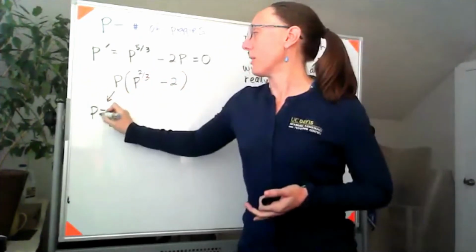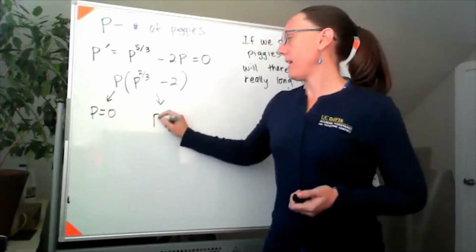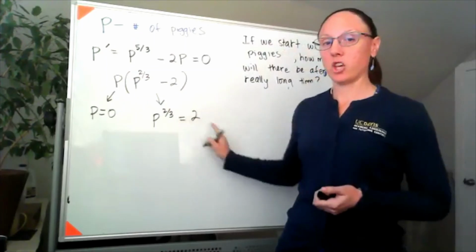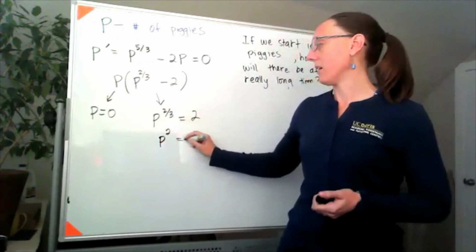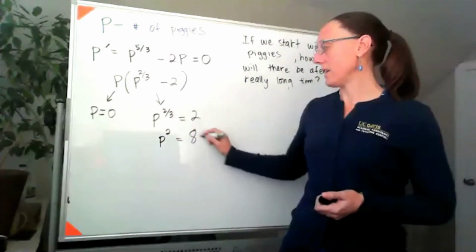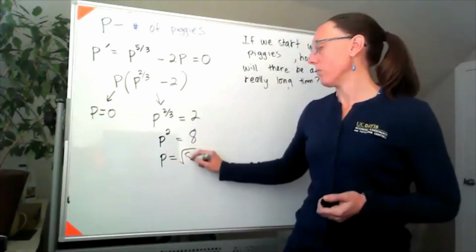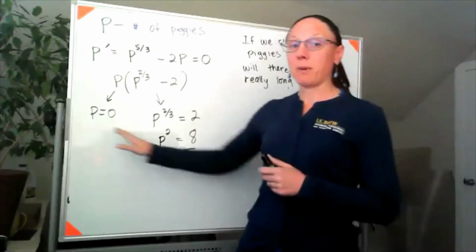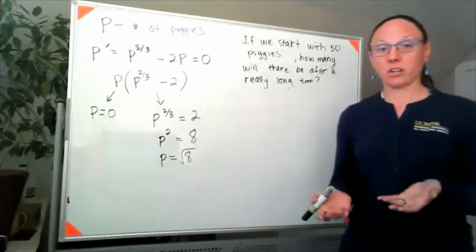So that's going to tell me that p equals 0. And for this one, if p to the 2/3 is equal to 2, then I can cube both sides, and I'd have p squared is equal to 2 cubed, or 8, and then I can take the square root. So p would equal the square root of 8.